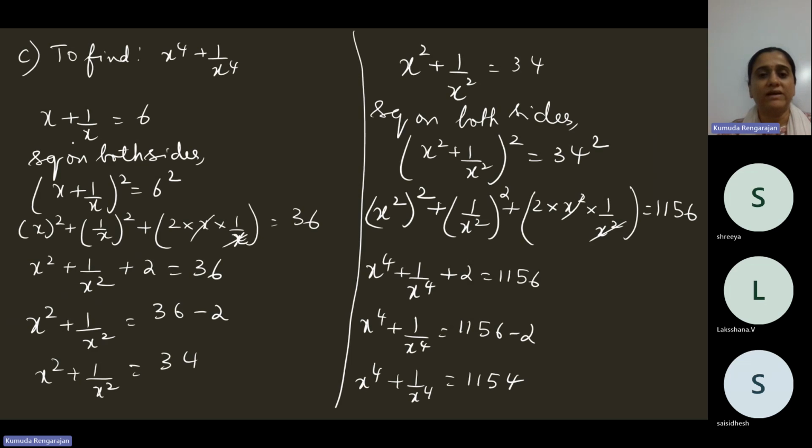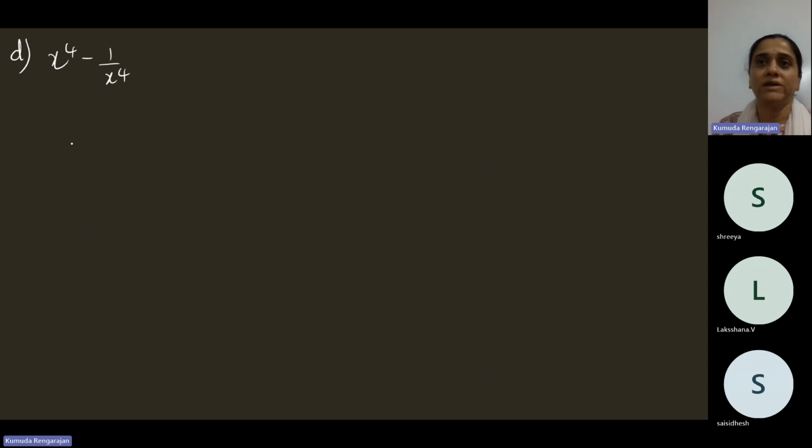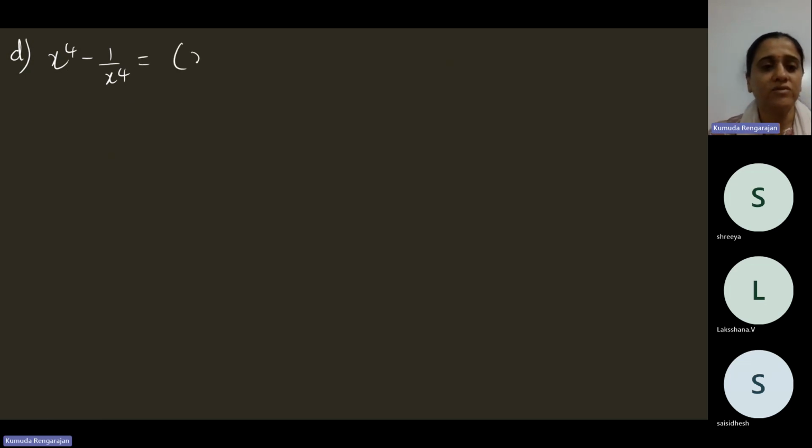Okay, so let's factorize. Let's factorize x to the power 4 minus 1 by x to the power 4. We need to find the value of this expression. Now this can be expressed as x squared the whole square minus 1 by x squared the whole square.